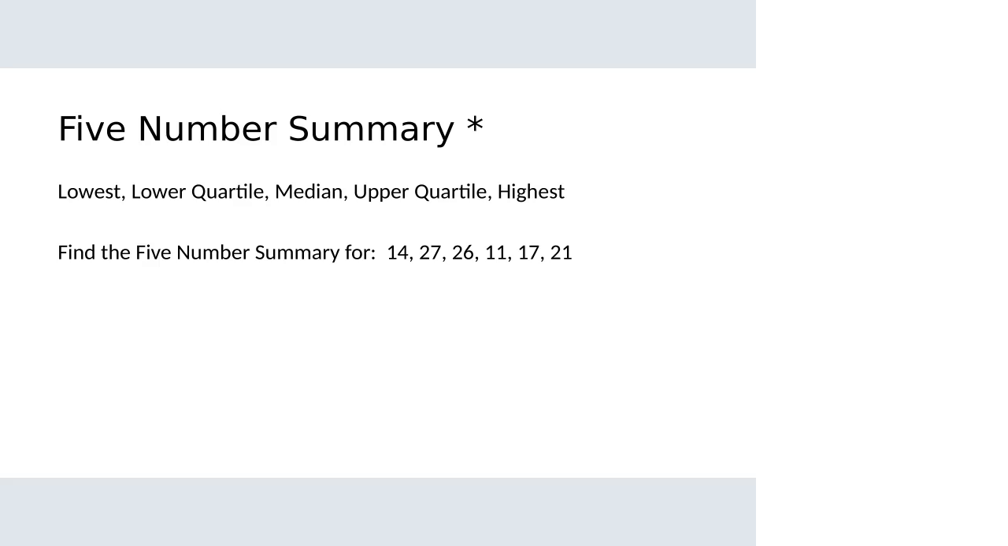Okay, here it goes. Because we're looking for the 5-number summary, we're looking for the lowest, the lower quartile, the median, the upper quartile, and the highest. Those are the 5 numbers we need to find. Before we do anything, though, we want to write these from least to greatest.